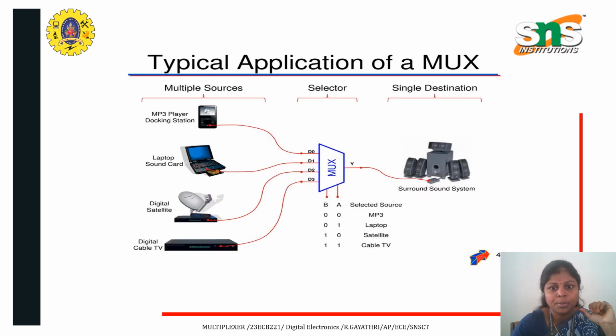One of the major applications of the multiplexer is in the sound system. Multiple inputs, namely MP3 player, laptop, digital satellite and digital cable, are given as input to the multiplexer. Here a 4 cross 1 multiplexer is used with two selection lines, S0 and S1, and from the selection lines the input will be selected. When the selection line is 00, the MP3 player is selected. When it is 01, the laptop; 10, satellite; and 11, the cable TV will be connected to the sound system.